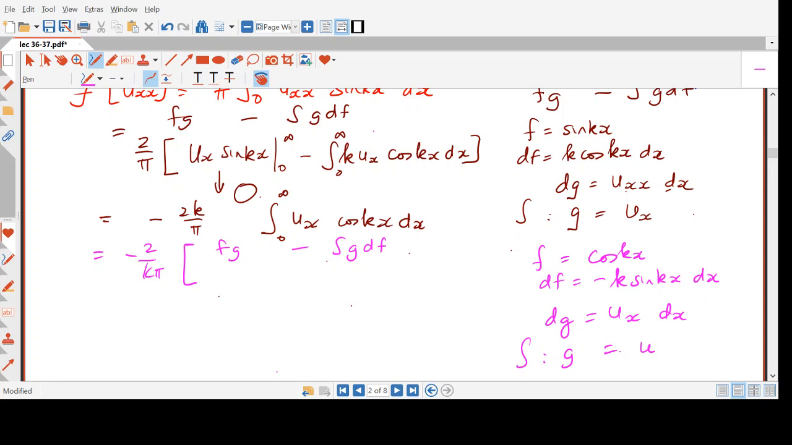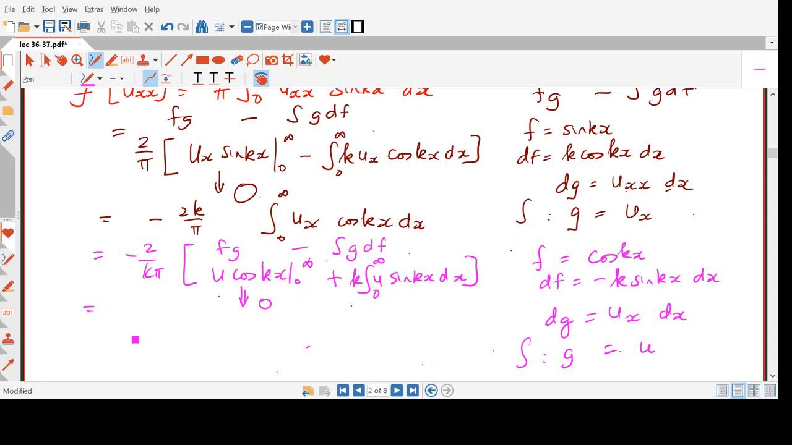Fg will be u cos kx, 0 to infinity, minus integral g df. So this will be a plus effectively. It will become k u sine kx dx, 0 to infinity. And again, you should realize that this is going to be 0. U at infinity is taken to be a finite number. It's going to be considered to be 0. And likewise, u at 0 is 0 for the rod that we are going to be considering.